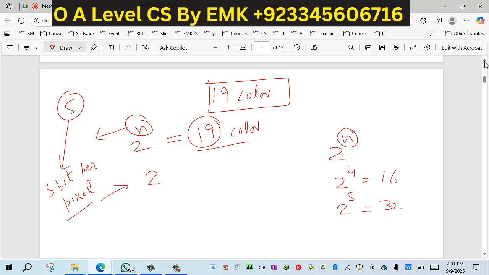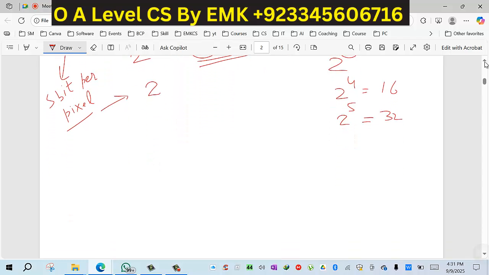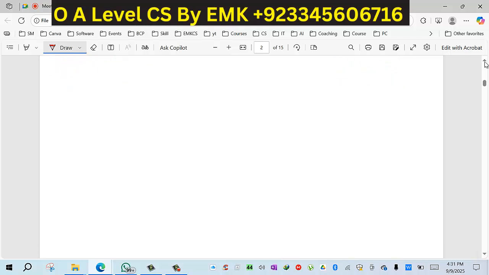To have a 19-color image, you need 5 bits per pixel. Understood? Okay. Then moving forward, we have the next terminology. That terminology is known as color depth.